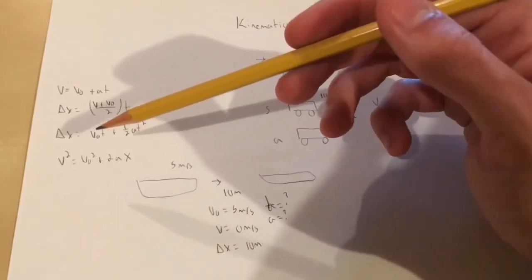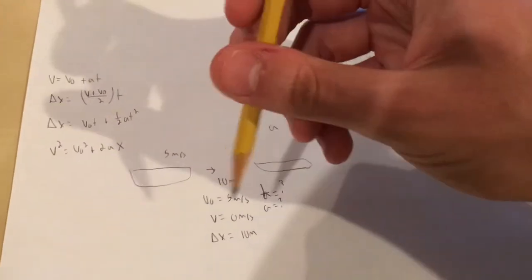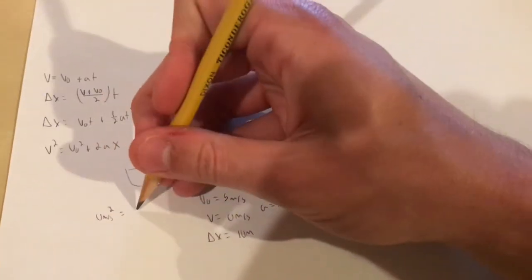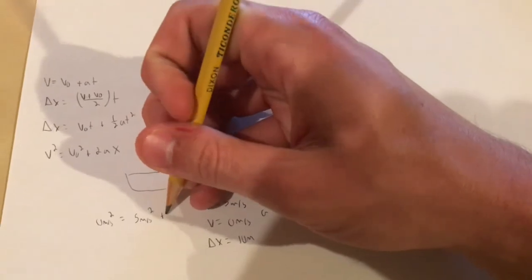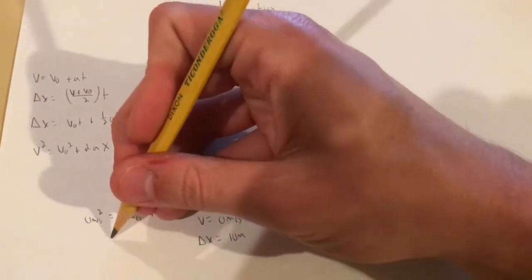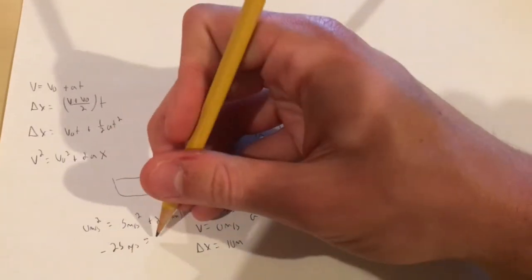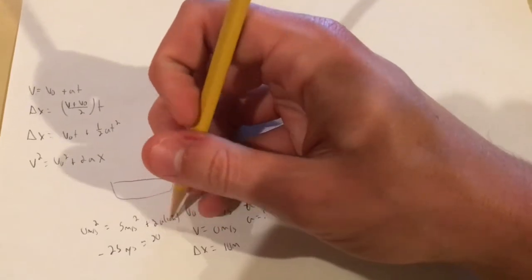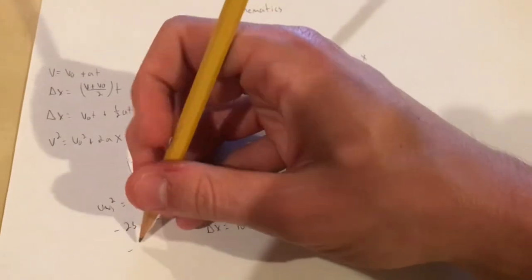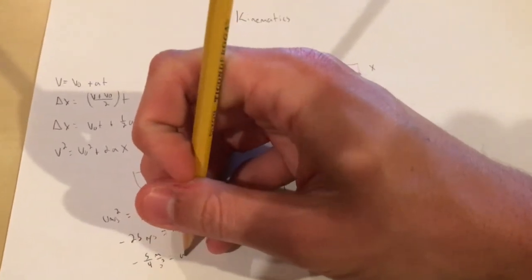Let us use this one here, v squared is equal to v naught squared plus 2ax. Let's solve for a in this equation. So we have 0 meters per second squared is equal to 5 meters per second squared plus 2a times 10 meters. This is 25, so we have negative 25 meters per second is equal to 20, in this case, meters times acceleration. And now we'll end up with negative 5 over 4 meters per second squared is equal to the acceleration.